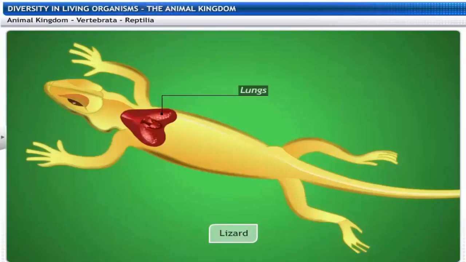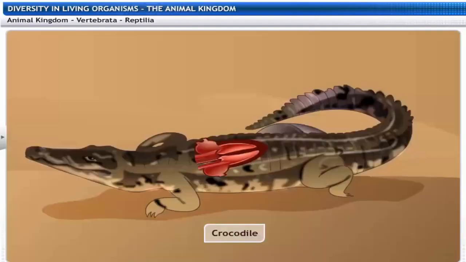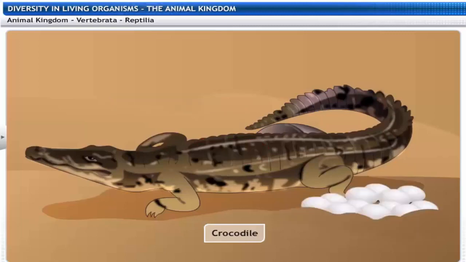Reptiles breathe through their lungs. Their hearts are 3-chambered, with the exception of crocodiles, which have 4-chambered hearts. Reptiles are also egg-laying animals, and unlike amphibians, they lay their eggs on land.